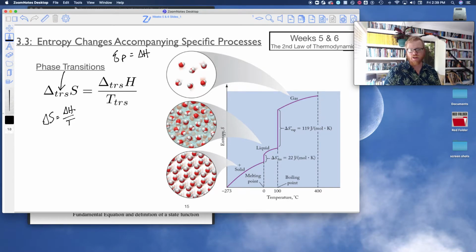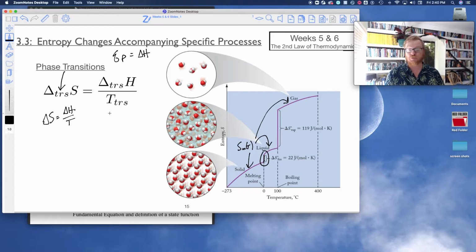Here is a graphical representation for water. What you can see here is entropy as a function of temperature. We're going to have to come up with some way of calculating this line, and we will in the next slide. This is the molar entropy of the solid as a function of temperature, molar entropy of the liquid, or molar entropy of the gas. Now you notice that it's a discontinuous function, so at the phase transition, there's this huge jump.